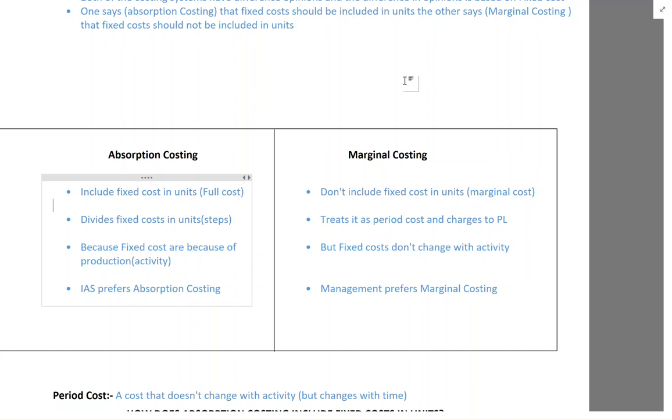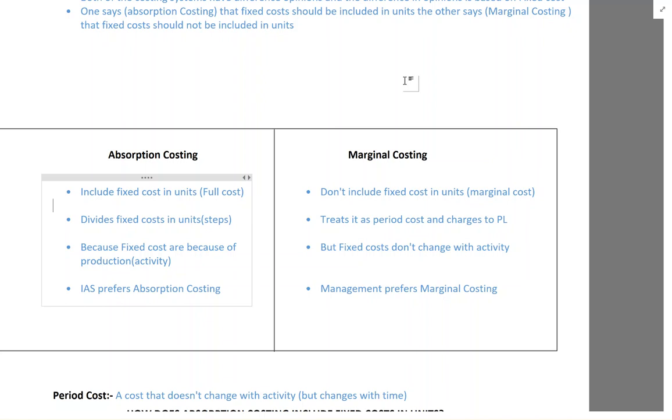What marginal costing does, it treats fixed cost as period costs. Period costs are costs that change with time. So marginal costing believes that fixed costs don't change with activity, they change with time. Change with time means, for example, if a cost is monthly, it is charged monthly. It doesn't have anything to do with activity. So the best thing to do is to charge it to our reports, and normally yearly reports if we are making reports yearly, or monthly reports if we are making reports monthly. But normally we assume that we are making reports annually. So marginal costing treats fixed costs as period costs. It doesn't include them in units.